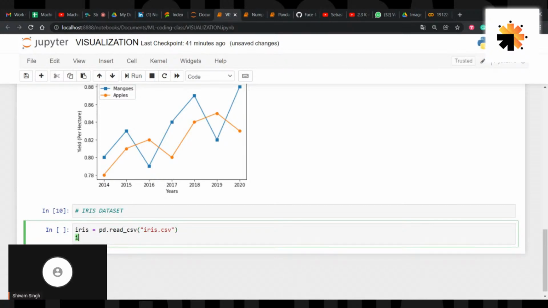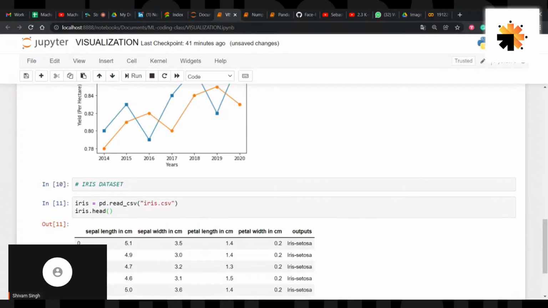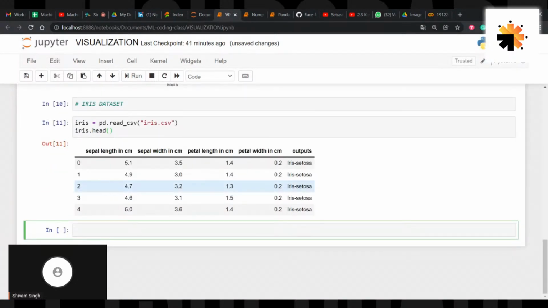Okay, so it should be iris, and then I just dot it. Okay, so this is my data set. I'm having four features: sepal length, sepal width, petal length, and petal width. Along with this, I'm having an output also. Fine.